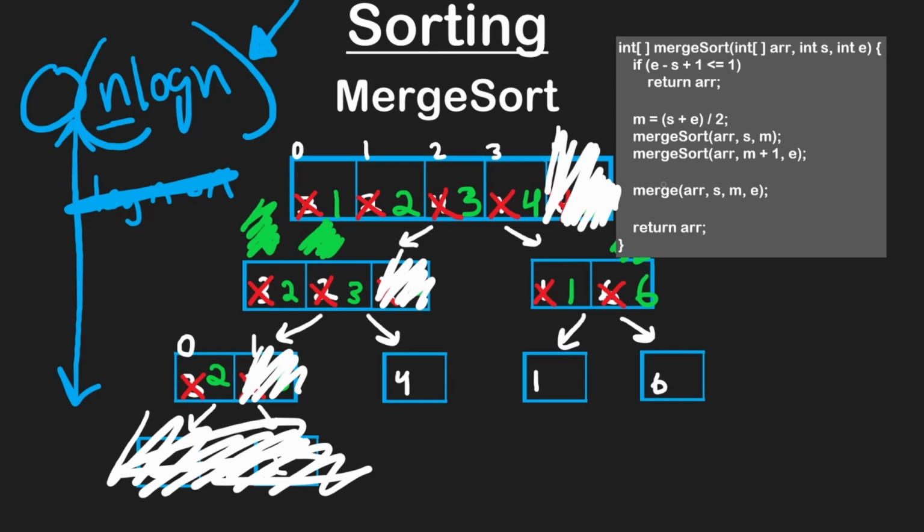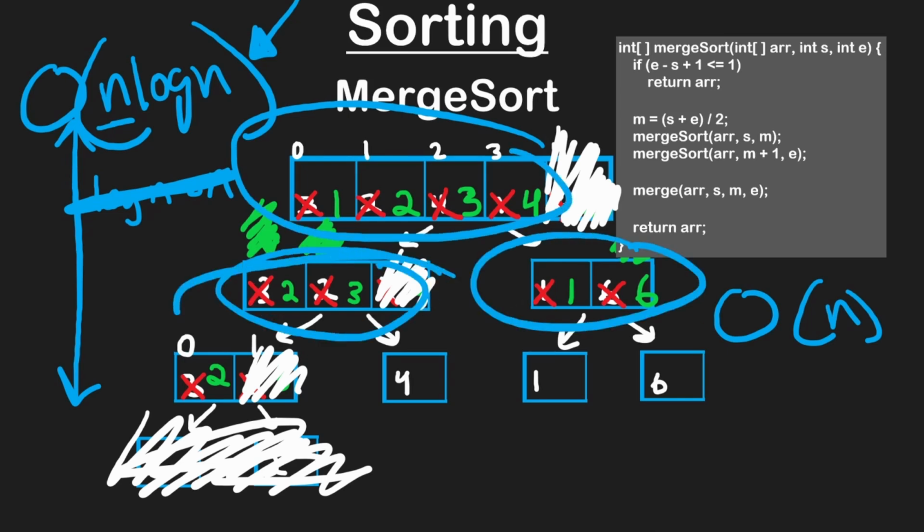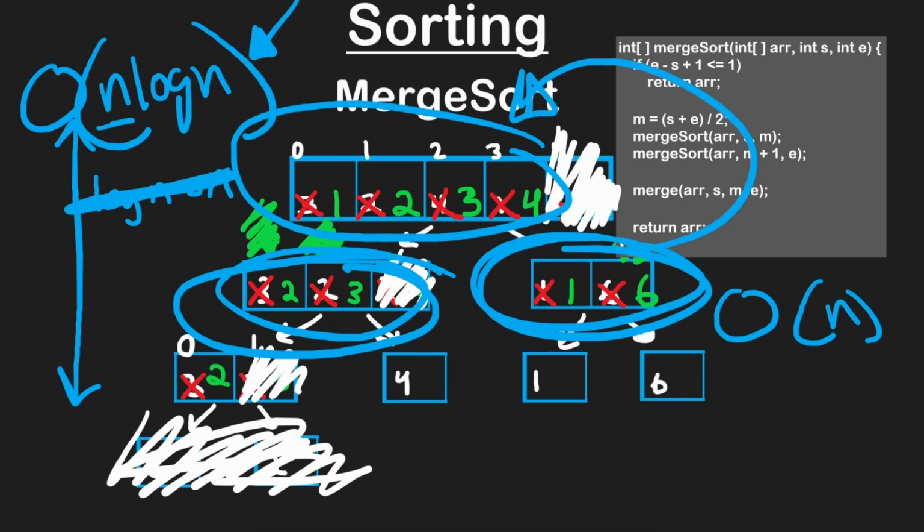Now the memory complexity is going to be big O of n because at any point, like for this point, we're going to have to create two temporary arrays, which are these ones, to build the original array. So that's going to have extra memory, which is roughly big O of n, which is the size of the original input array.